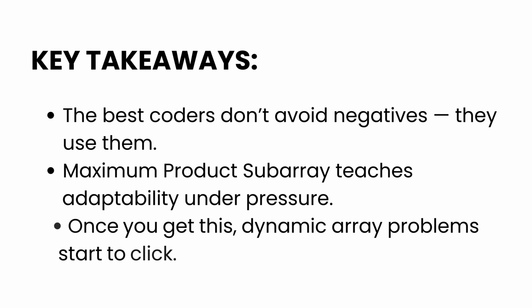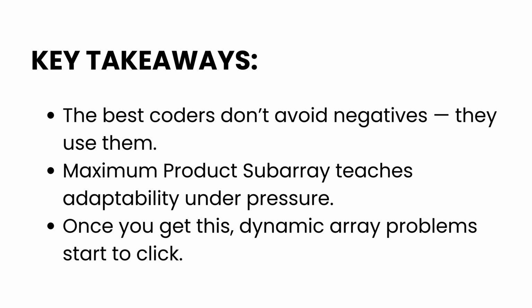The big takeaway here is adaptability. The maximum product subarray teaches you that in algorithmic thinking, just like in problem solving, your approach must adjust to changing conditions. It's not just about finding the maximum. It's about managing uncertainty efficiently and confidently.